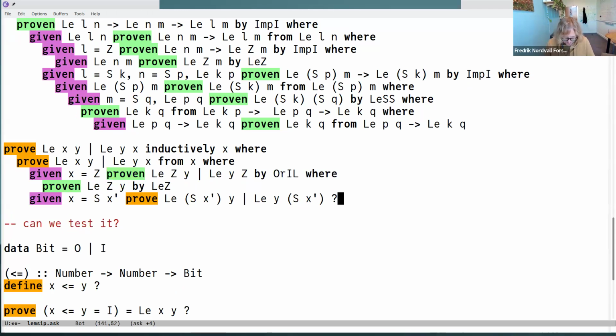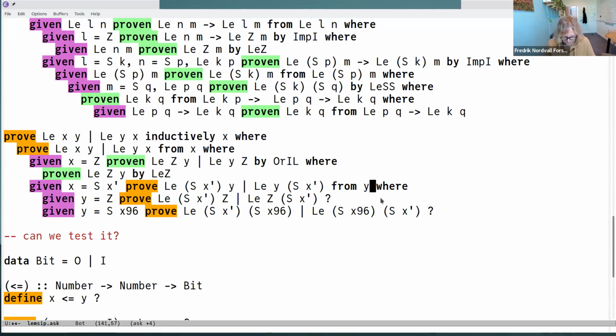In this case, I don't know if I want to go left or right, because again, I don't know what y is. So I think I better look at y. It could be that y is 0, in which case I want to go right. It could be that y is really big, in which case I want to go left, right? So I'll do a from on y. I again get two cases. y is either 0 or a successor. If it's a successor, then I'm going to rename the variable to y prime.